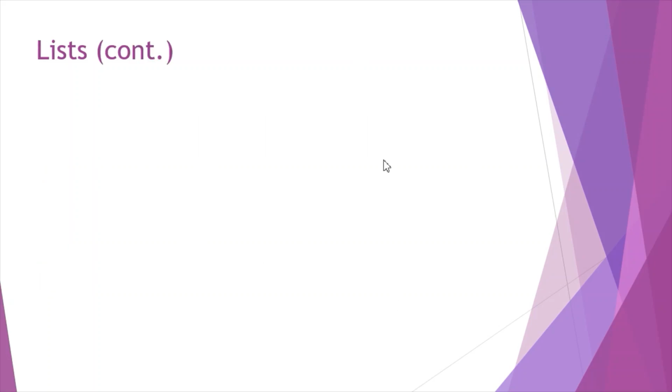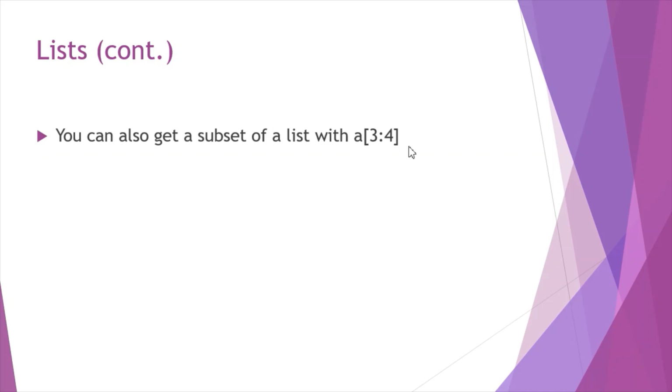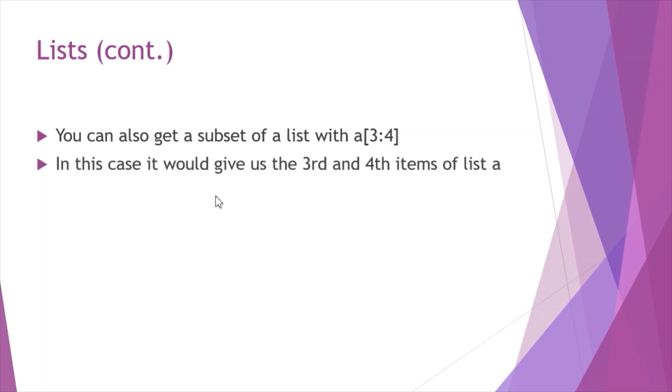So a bit of a continuation. You can also get a subset of a list, and this is important. We'll go through ways to do this in strings in a minute as well. So you can get a subset of a list with 3 and 4. For example, this would get you items 3 and 4. In this case, it would give us the 3rd and 4th item of list A. So you can think of it as start-stop, basically.